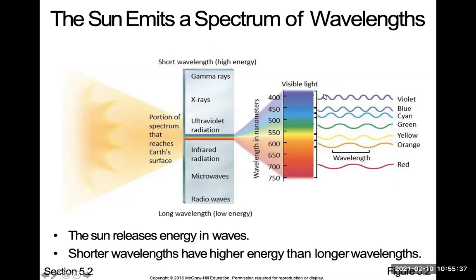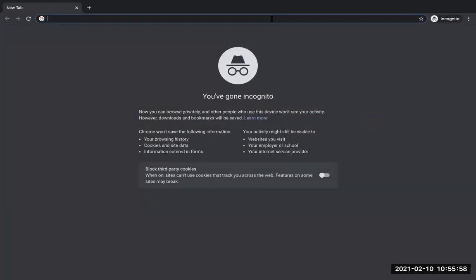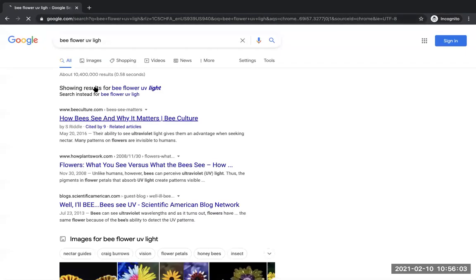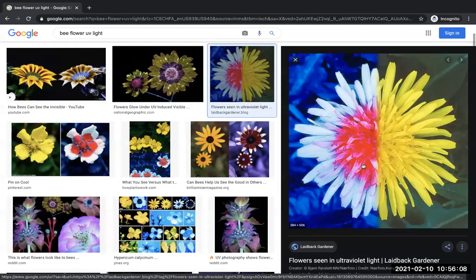Again, these photons are released and release energy in waves. Shorter wavelengths have high energy compared to this red that has a longer wavelength. We cannot see UV light, but some animals can. So let's see. This is what a flower looks like to us, and this is what it looks like to the bees, because they can see UV.